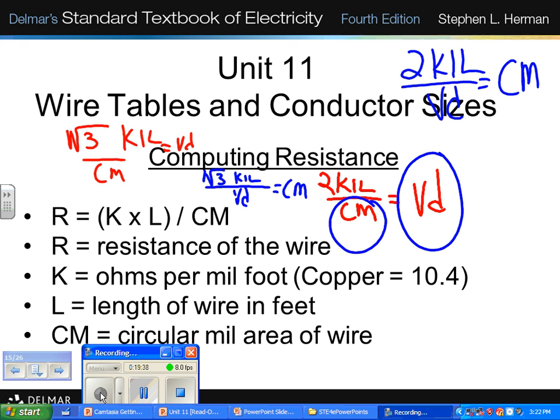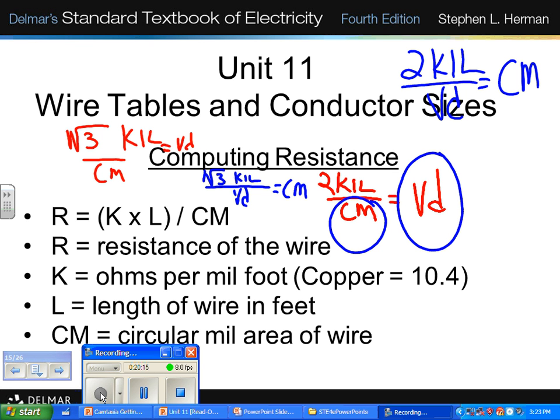Okay, so we have 2KL over circular mils gives you VD, and we can convert that to 2KL over the actual number of volts we want to allow for a drop, and that will give us the actual wire that we want to use. Now that's a much more useful formula, because that's going to give us the wire size that will limit the voltage drop to what we want to limit it to. Now, why do we want to limit voltage drop? Because if you run a motor 10% low, it will cut its life in half. And the same is true mostly of any kind of equipment like that.